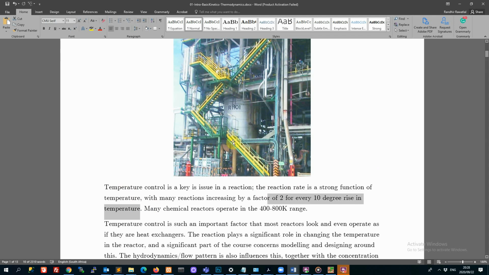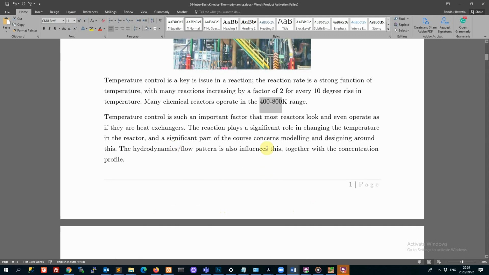So that tells you how sensitive the reaction rate in the reactor is to even apparently small changes in temperature. So many reactors are operating in this range, close to ambient, all the way up to about 800 Kelvin. And it's such an important factor that, yes, we said this already, that most reactors look like heat exchangers.